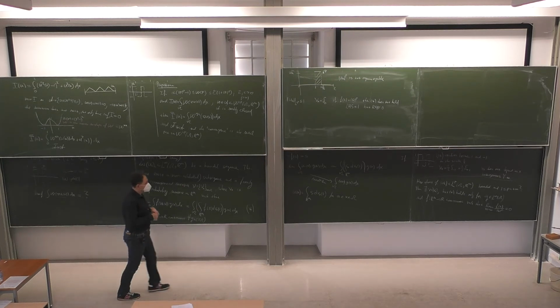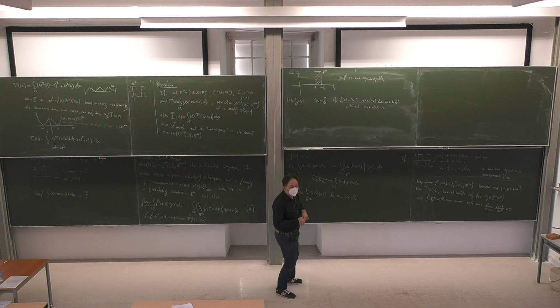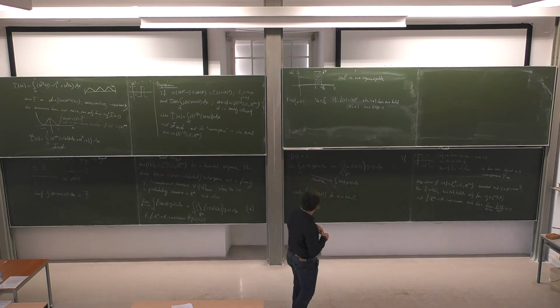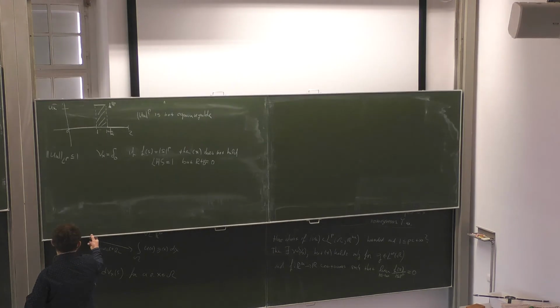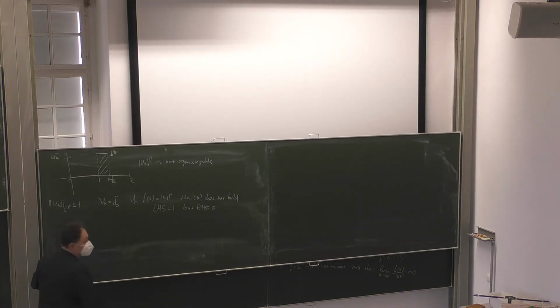So maybe I erase a bit. Ah, yeah. So here, this is defined for almost every x, because you just use the Lebesgue integration. So you can forget the 1 at 0. You can define it as you want. And the rest is Dirac at 0. So it's again independent of x.